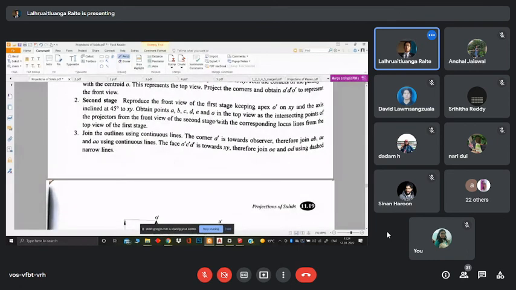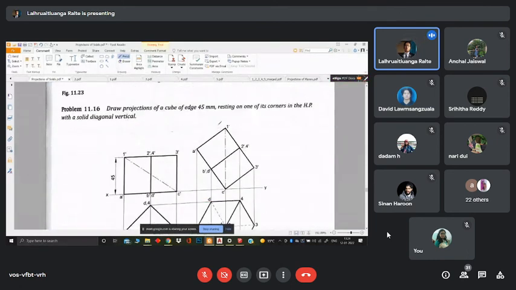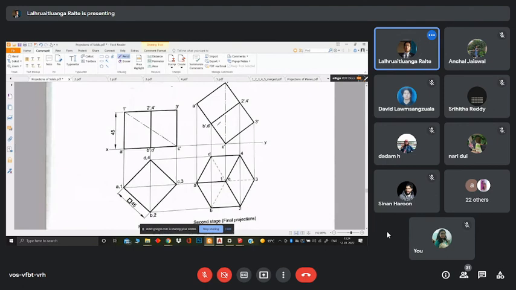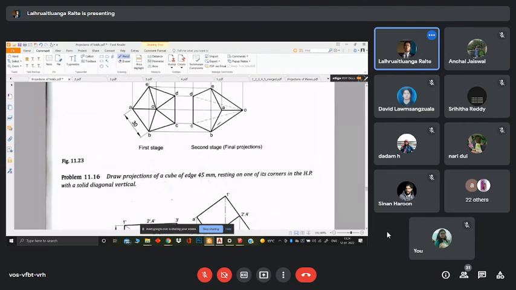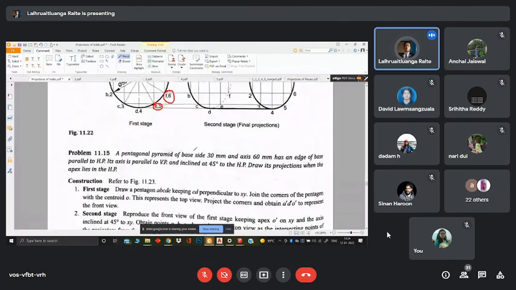All right. Now let me explain. Yeah, one more of this. Draw projections of a cube of edge resting on one of its corners in the horizontal plane. Yes. Have I skipped much? Let me just check it once. Yeah, no.